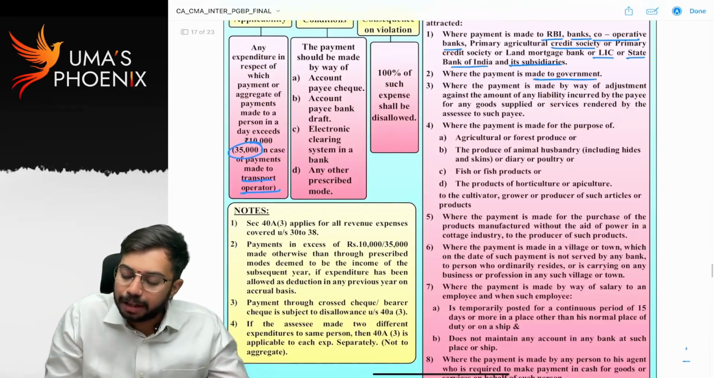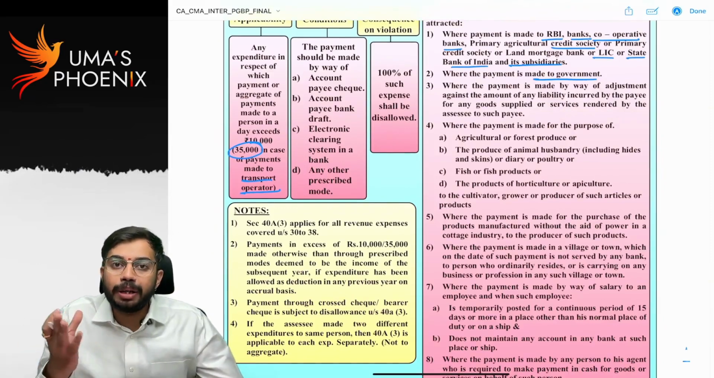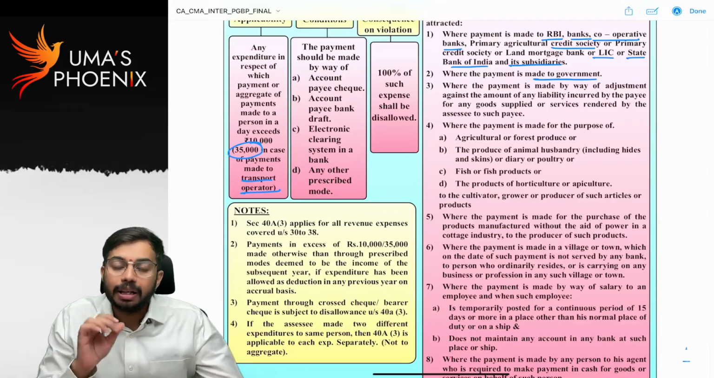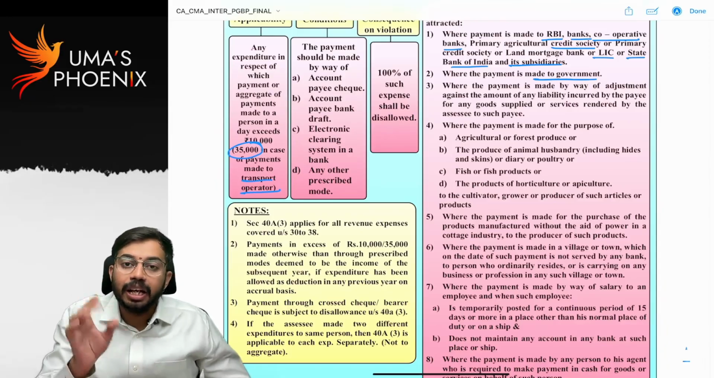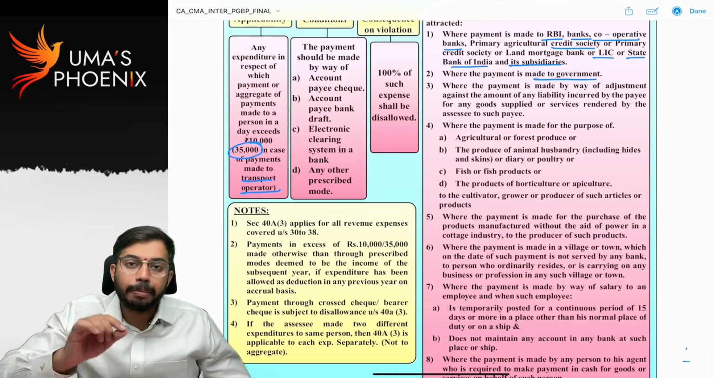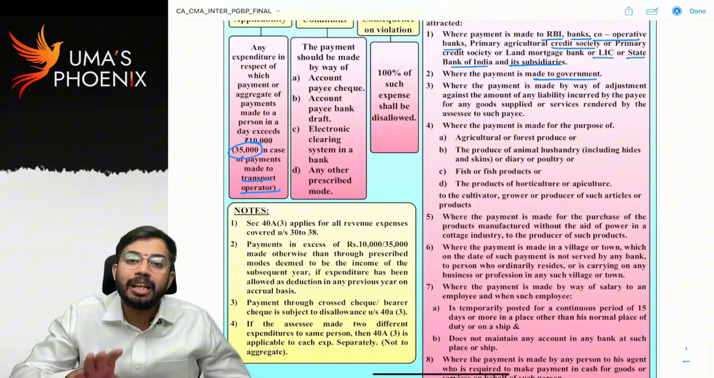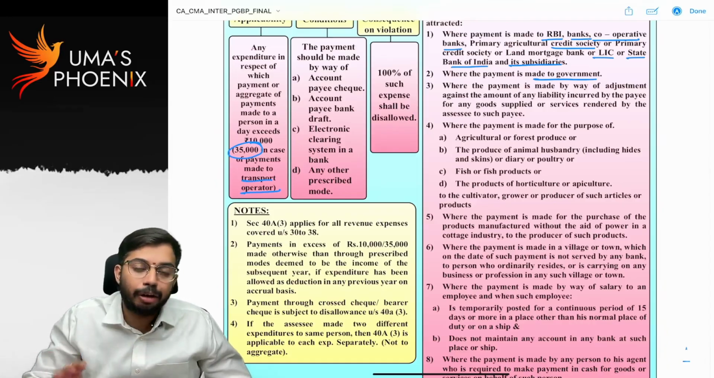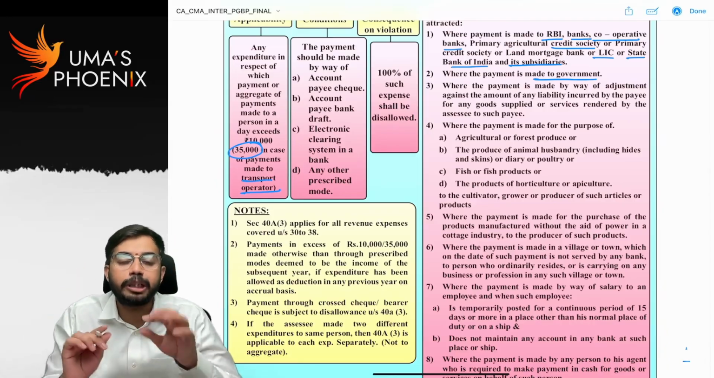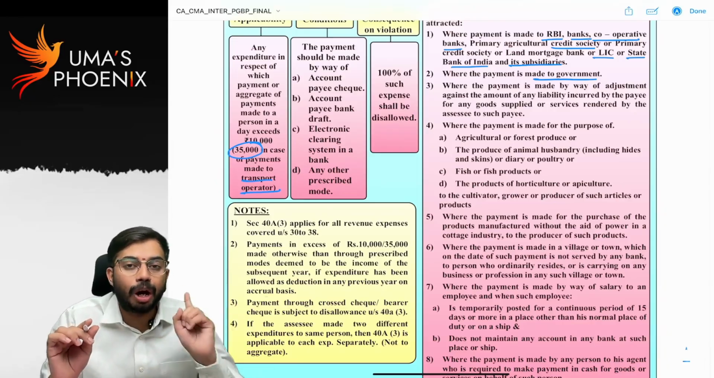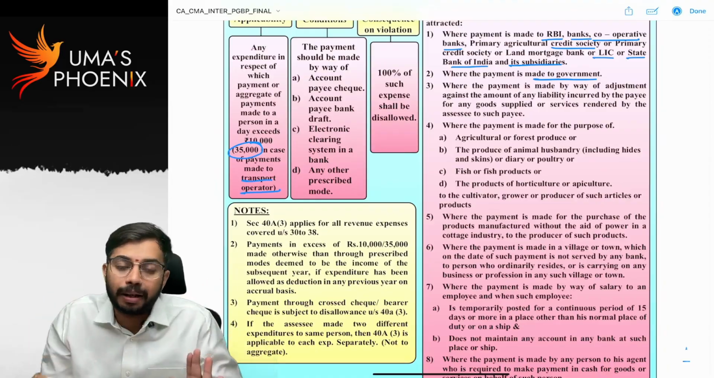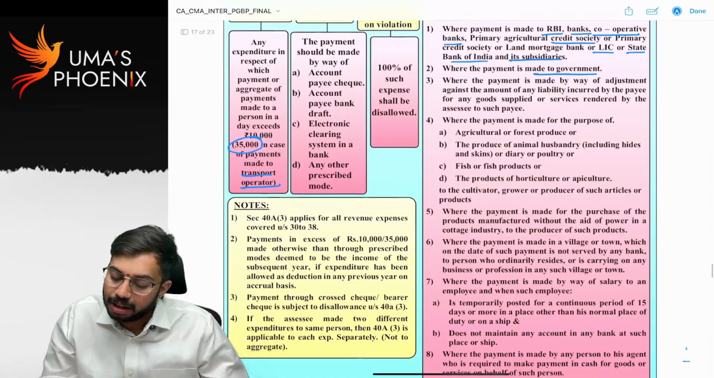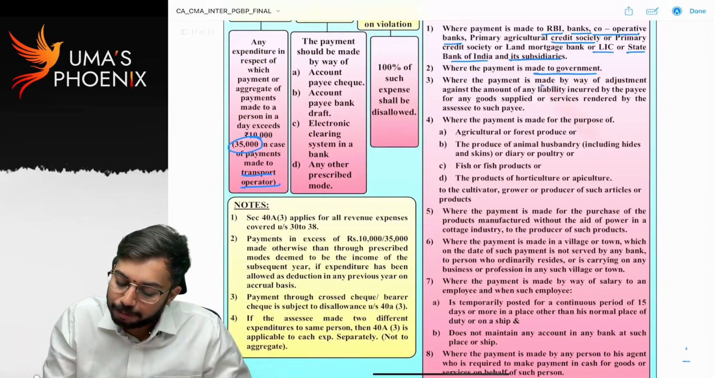Where payment is made to government, say I wanted to pay municipal taxes. Municipal taxes are 35,000 rupees. I went to the municipal office and paid 35,000 in cash. Even though I am paying cash of more than 10,000 rupees, municipal taxes are not disallowed and are allowed as deduction because municipal taxes are amount payable to government. For amount payable to government, 40A3 provisions are not applicable. Is it clear? Next. Where payment is made by way of book adjustment.